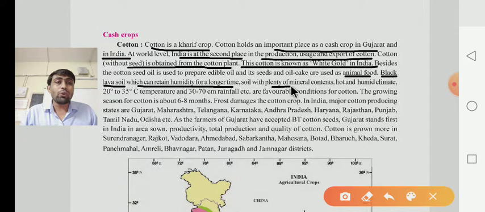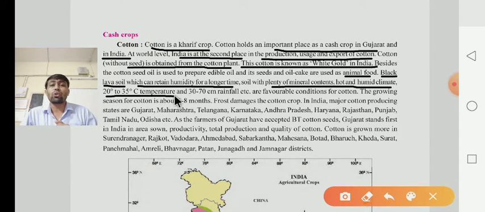Soil with plenty of mineral contents, hot and humid climate. Which kind of climatic condition does it require? It requires plenty of mineral content and a hot and humid climate. How much temperature is required for cotton? It requires 20 to 35 degrees Celsius temperature and 30 to 70 centimeter rainfall. How much rainfall is required? It requires 30 to 70 centimeter rainfall for the cotton crop. These are the favorable conditions for cotton.